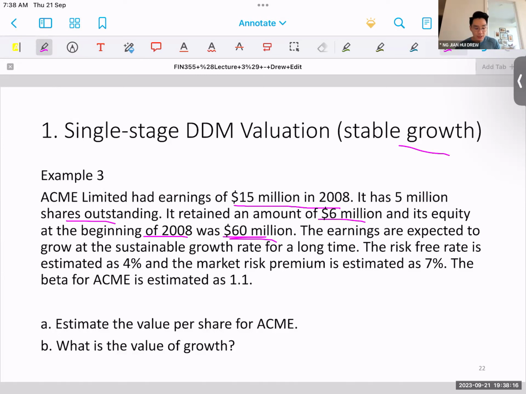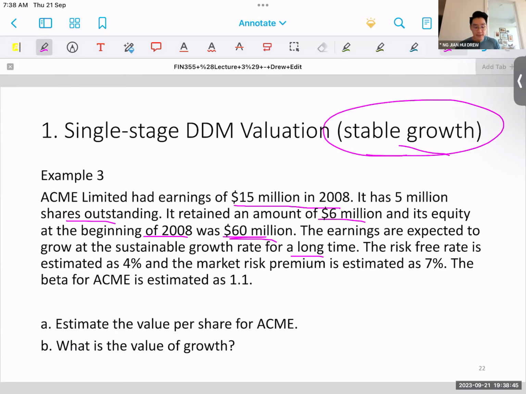Earnings are expected to grow at a sustainable rate for a long time. Okay. So once they say growing at a sustainable rate for a long time, we know that we will have to use the stable growth formula. While this question is placed under stable growth, of course, most of the time questions will not say this is a stable growth model. So you need to pick up the information that, oh, okay, it's expected to grow at a sustainable growth rate for a long time, which means stable growth.